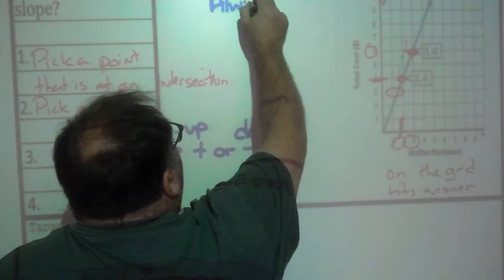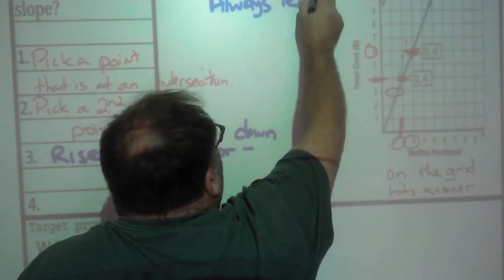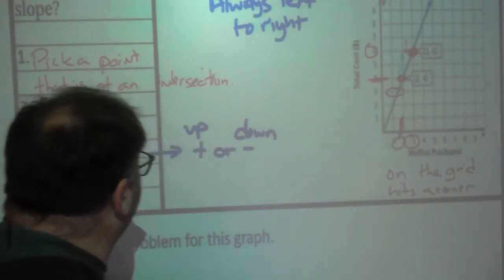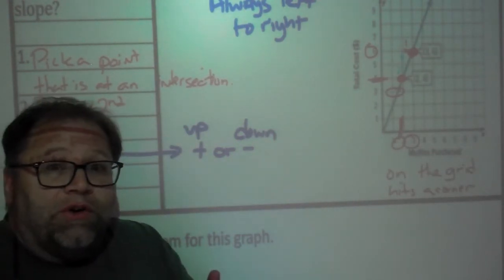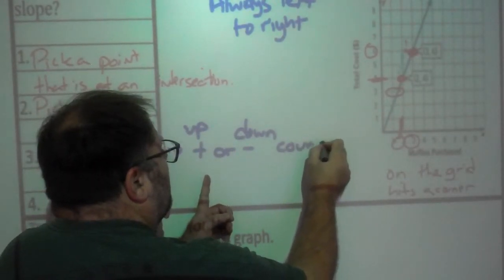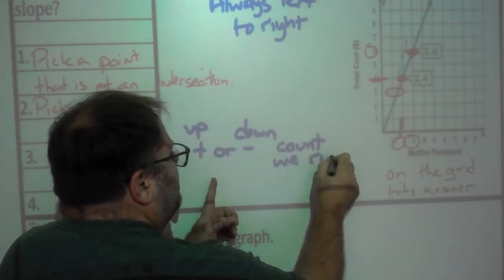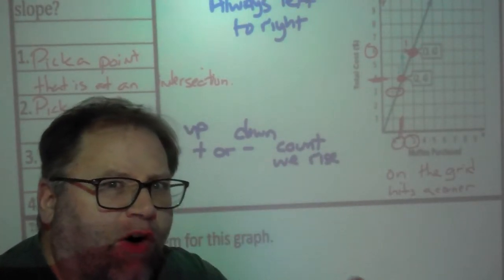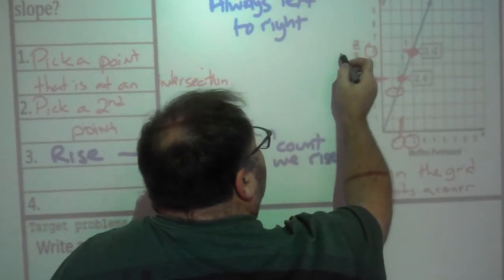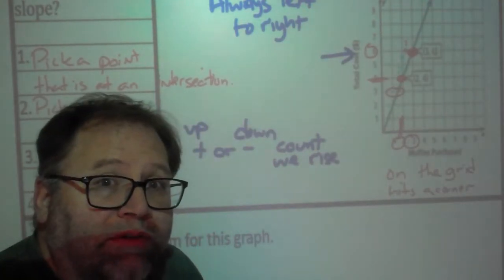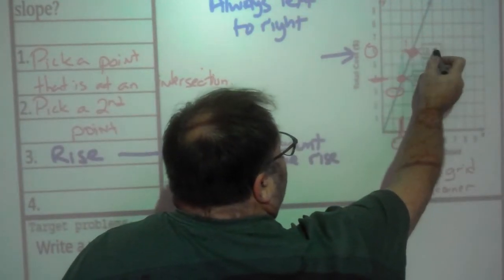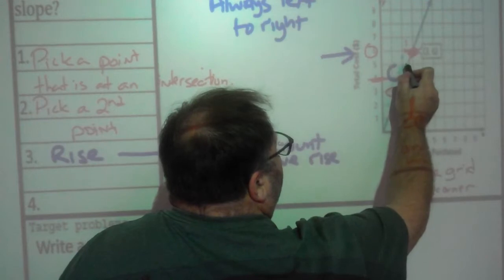Now, always left to right, just like we read. What we're going to do is count how much we rise, or fall, but we never say fall. We say rise, until we reach the level of the next point. We're going to count how many we rise. In this case, here's my next point, so I'm going to go up here. 1, 2.